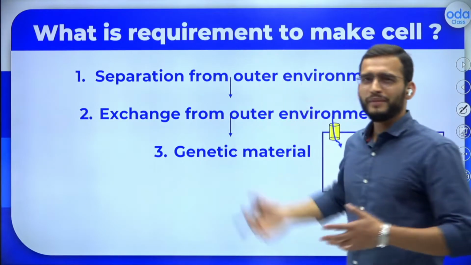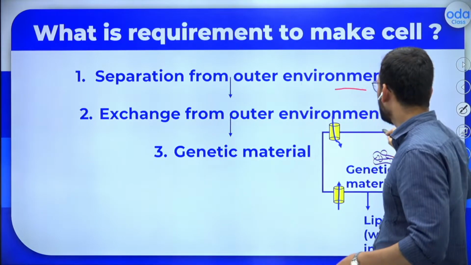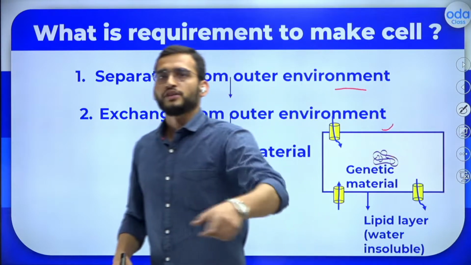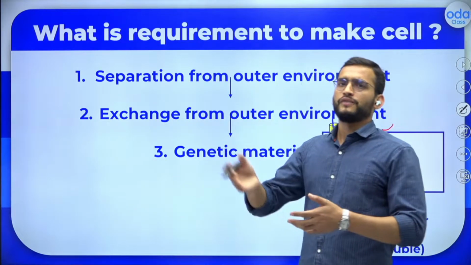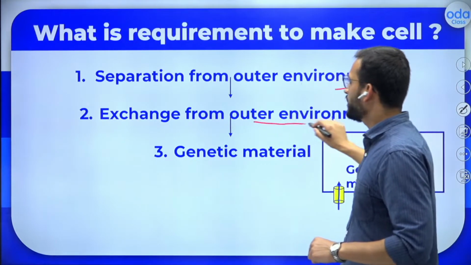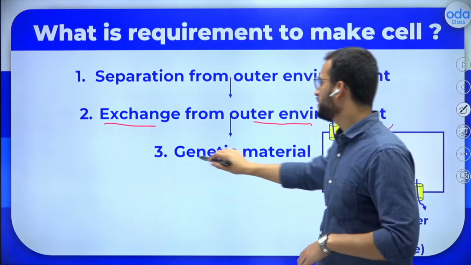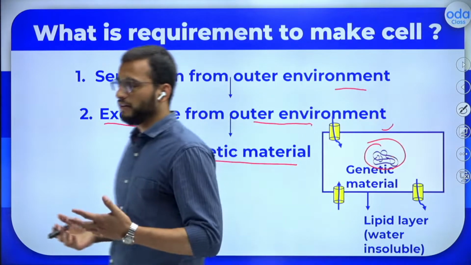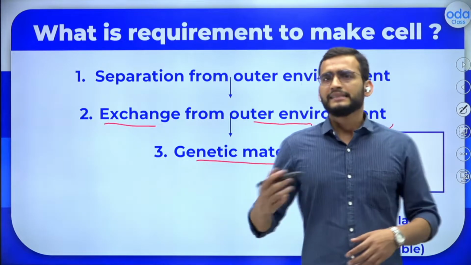So what is the requirement basically to make a cell? Number one is separation from the outer environment. In the case of plant cells, you have a plant cell wall, and inside that you have the plasma membrane as well. But in the case of animal cells, you only have the plasma membrane. Exchange from the outer environment is also very important. The third thing is the genetic material. A cell will also have genetic material which carries the genetic information. This is all about what you have inside the cell.